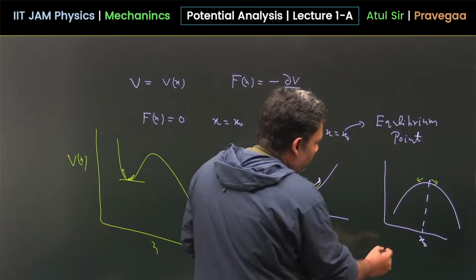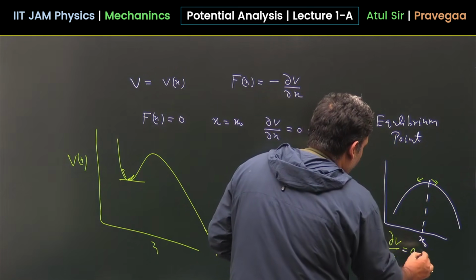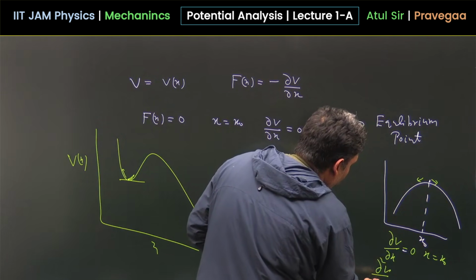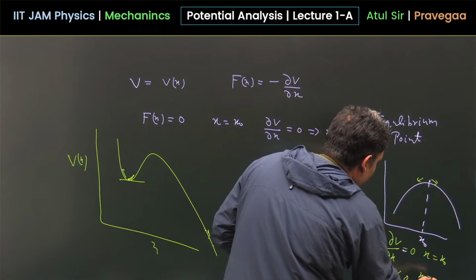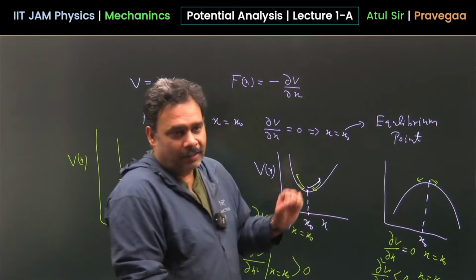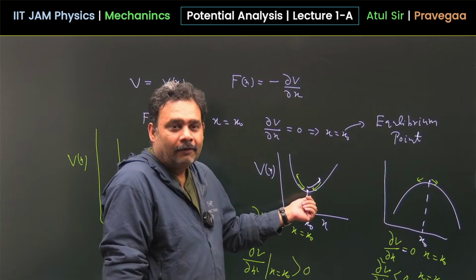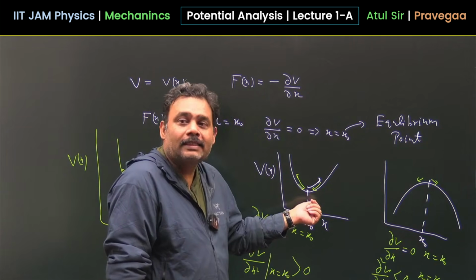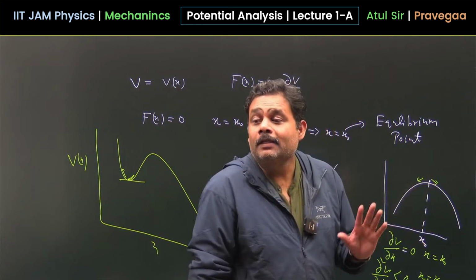So what is the meaning of maxima? The meaning of maxima is del v upon del x is equal to 0 at x is equal to x naught, and del square v upon del x square must be less than 0 at x is equal to x naught. Now this is a mathematical statement, but what will we say in physics? This point will make the particle stabilize. At this point the particle feels stabilized, and at the other point the particle will not become stable.